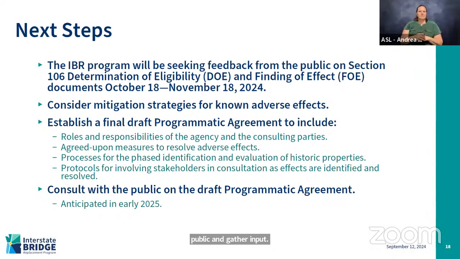Next, as part of step 4 in the Section 106 process, we will share a draft of the project level programmatic agreement, which will include roles and responsibilities of the agency and the consulting parties, agreed upon measures to resolve adverse effects, processes for the phased identification and evaluation of historic properties, and protocols for involving stakeholders in consultation as effects are identified and resolved. And finally, we will consult with the public regarding the draft of the programmatic agreement, which will include those mitigation measures as noted for Section 106 properties early next year.